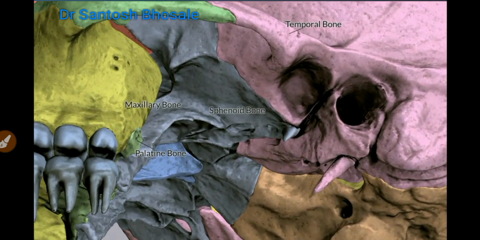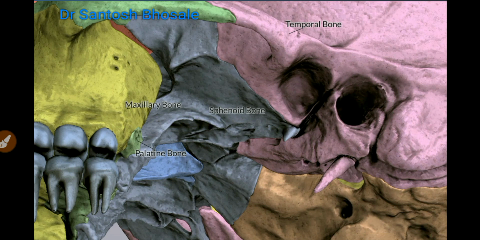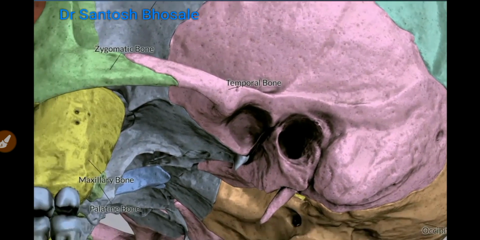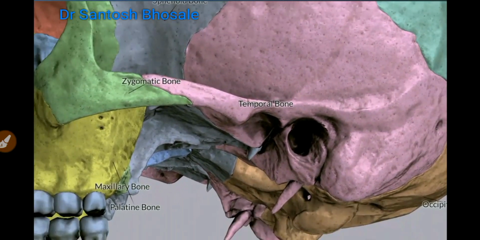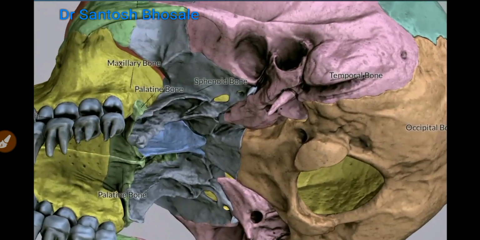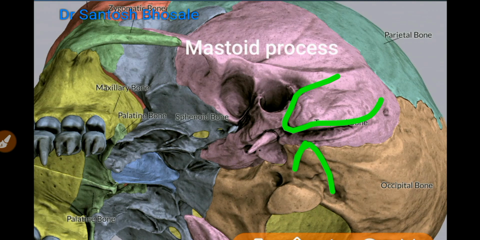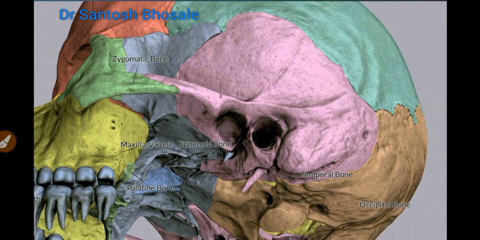You can see just behind the mandibular fossa, you will see this entire tympanic plate here, that is forming the anterior-inferior boundary of external acoustic meatus. Just above and behind the external acoustic meatus, you will see supramastoid crest. You can see there. Then you will see a nipple-like bony projection, mastoid process. It is called mastos, means nipple. So mastoid process has two surfaces, lateral and medial, and a tip.